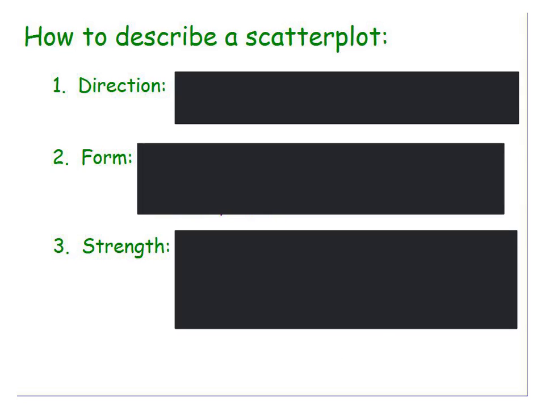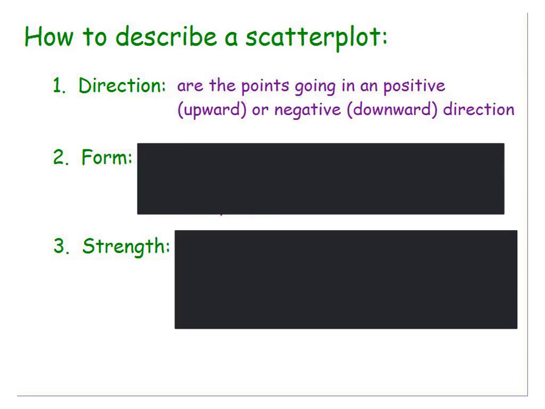So when you describe a scatter plot, you describe three things about it, and all three are required. So the first one that we describe is, what direction is the scatter plot going? You have one of two answers. Are the points going in a positive direction, which means they're going upward, or are they going in a negative direction or downward? So you're either going to say positive or negative for the direction.